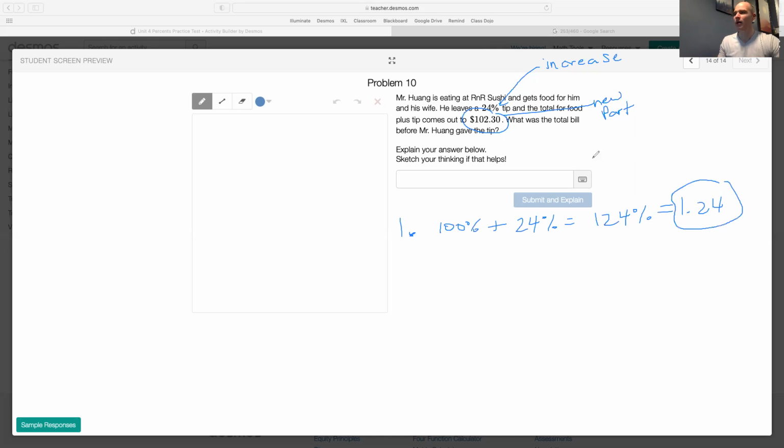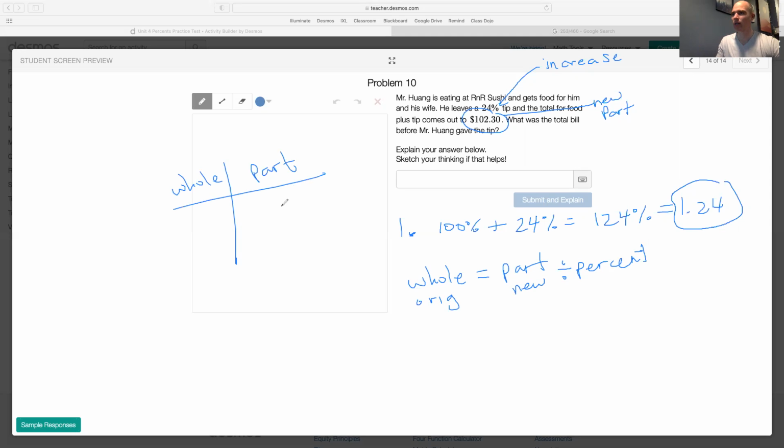Now since this is a question where they've given me the new value, or the part, and the whole is what I'm looking for, that original amount, in my class we would use this formula: whole or original equals part, which we also sometimes call new, divided by percent. So we have multiple words that mean the same thing: whole and original, part and new. Or you could put it in a table and think, okay, whole over here, part over here. The part is going to be that $102.30. And you know you've got to divide to get back to the whole value, and you're going to divide by 1.24.